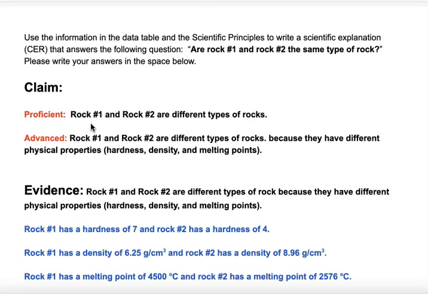Rock 1 and rock 2 are different types of rocks because, and I probably should have gotten rid of that, because they have different physical properties, and I put in parentheses hardness, density, and melting points. So you can see what a proficient is, and you can see what an advanced is. So you can get to proficient pretty easily here.